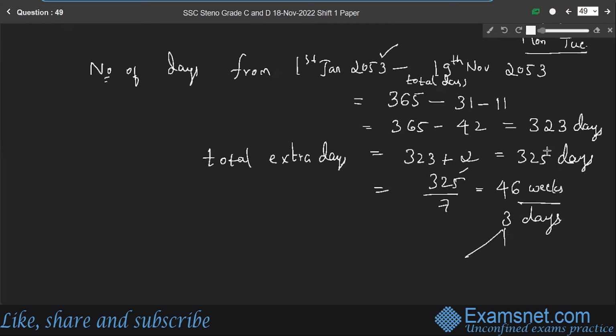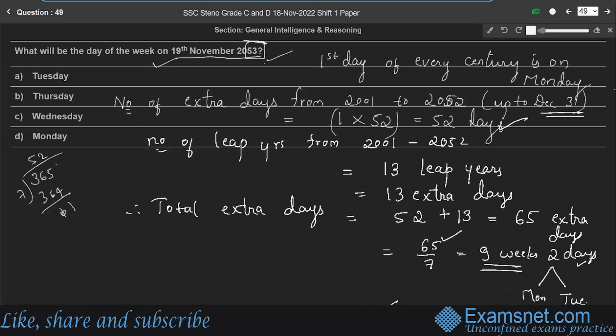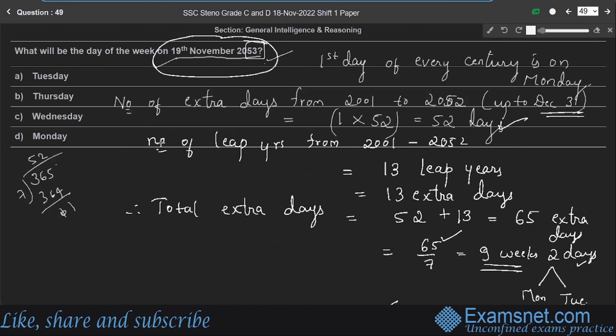So these 3 days are nothing but Monday, Tuesday, and Wednesday. After the completion of so many weeks, the next day starts with Monday. Therefore, these 3 days are Monday, Tuesday, and Wednesday. So Wednesday is the last day which we have considered, 19th November 2053. Therefore, 19th November falls on Wednesday, option C.